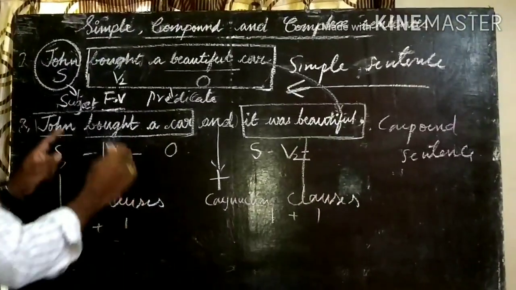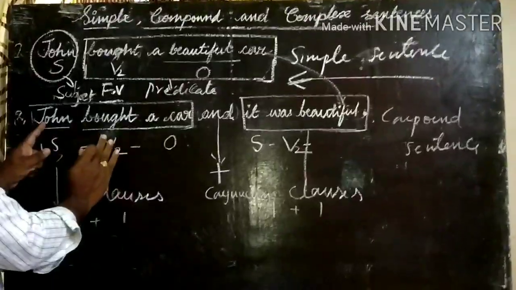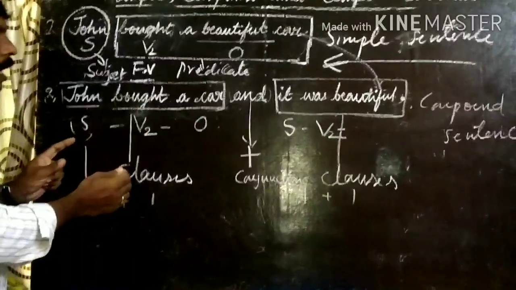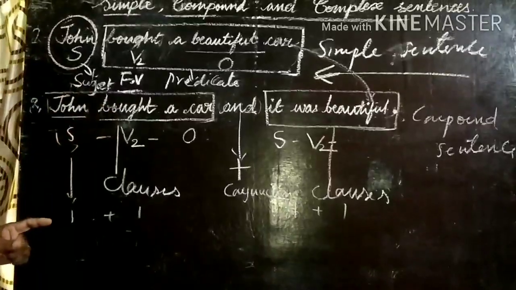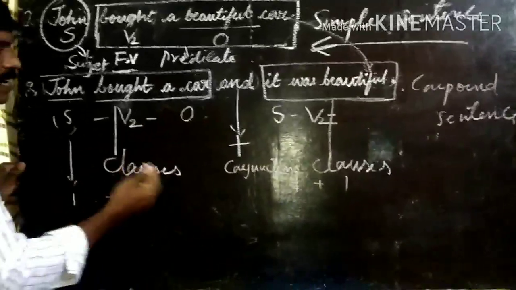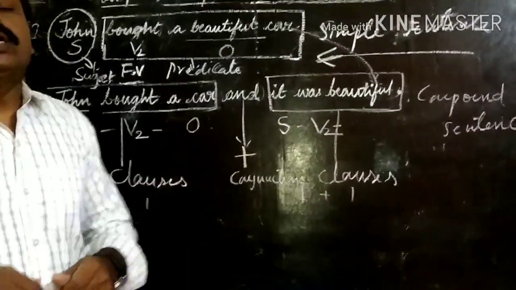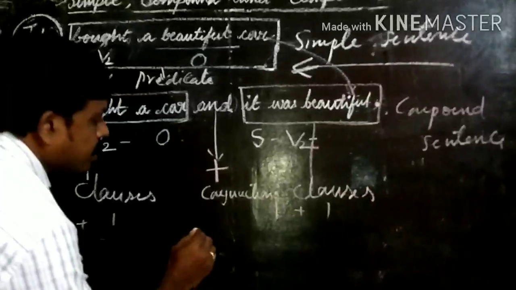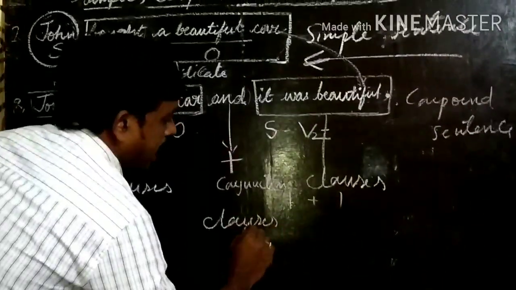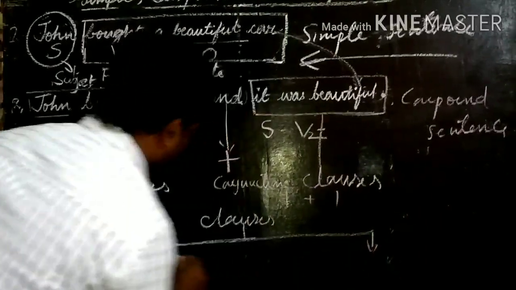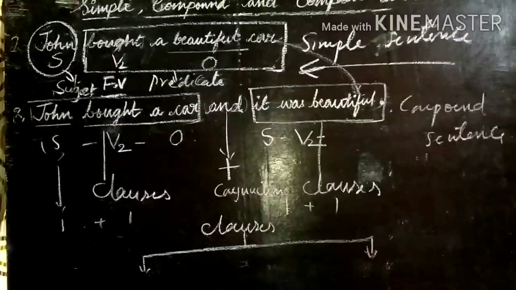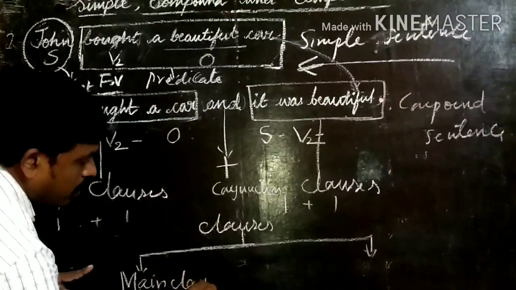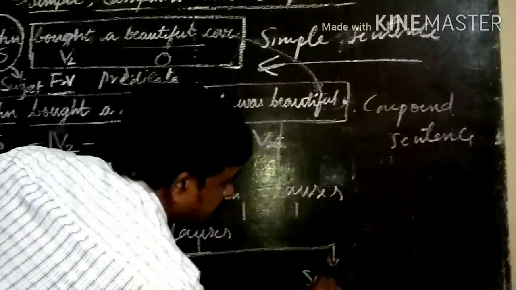Okay, remember once again, this compound sentence is a combination of two clauses. What are the two clauses? Let us see. First, we have to know what is a clause. We have to learn about clauses. Clauses are of two types in the language. What are they? Main clause. Subordinate clause.